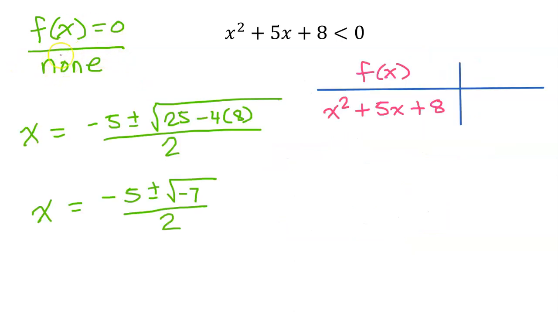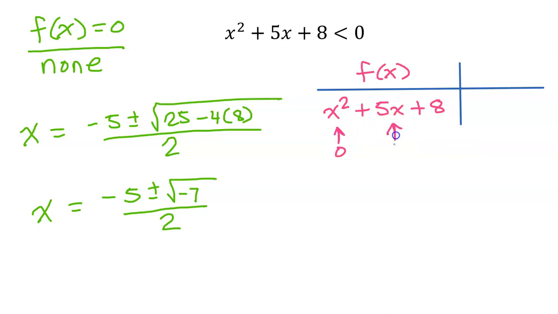Even though there are no critical values, we can still make a sign chart. The lack of critical values means that f of x will not equal 0 anywhere. However, it will still be either negative or positive. It'll either be negative everywhere or positive everywhere. So let's just pick a value. 0 would be the easiest. Imagine that we put in 0 for all of the x's.